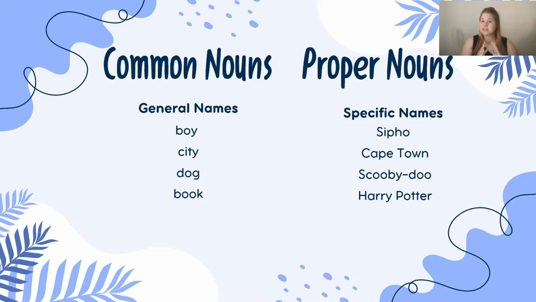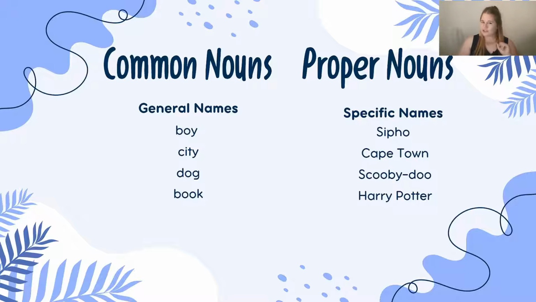So here is a list of common nouns and here is a list of proper nouns. So common nouns, these are like your general names of things. So boy, city, dog, and book. Then we have proper nouns that are specific names. All right. So when we're looking at a boy, what could that boy be called? He could be called Sipho. That's a proper noun. A city could be Cape Town. A dog, Scooby Doo. A book, Harry Potter.